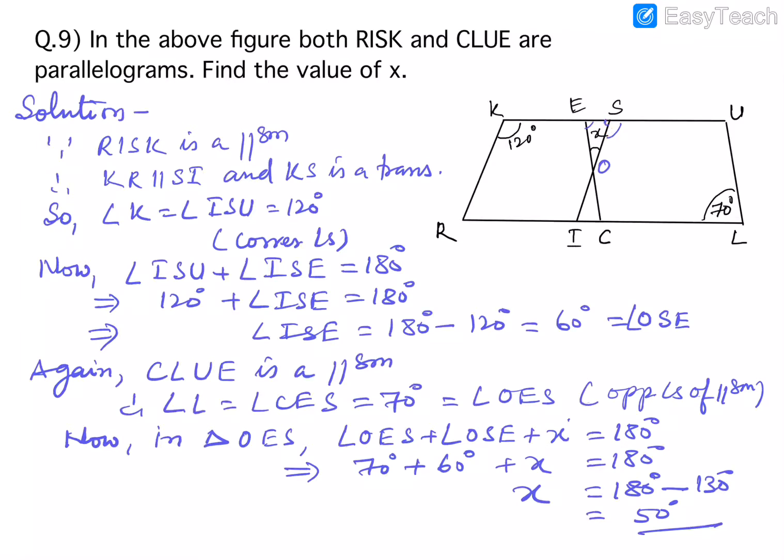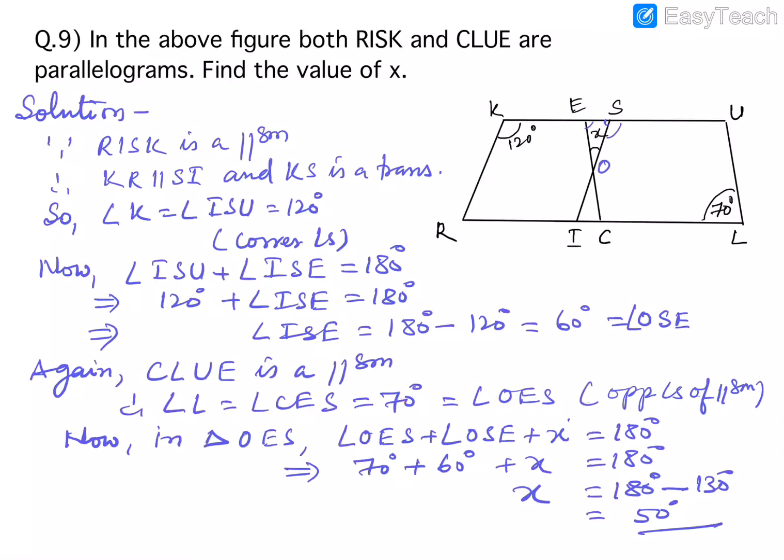This is 60 degree, which has been named as angle OSE. Again CLUE is a parallelogram where angle L is 70 degree, so its opposite angle, that is OES, will also be 70 degree.